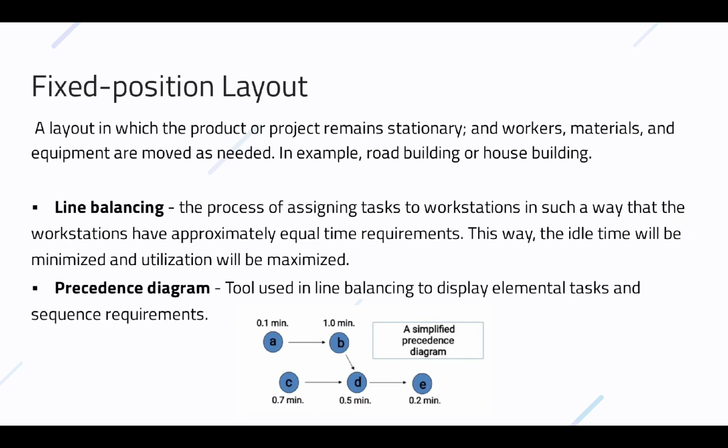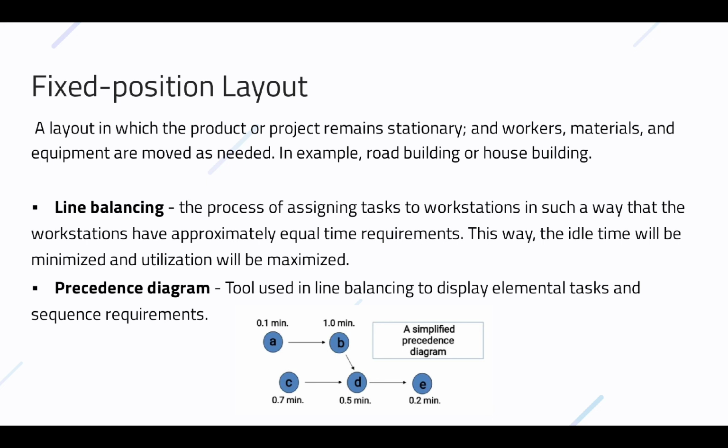Fixed position layout, a layout in which the product or project remains stationary and workers, materials, and equipment are moved as needed. For example, road building or house building. Line balancing. It is the process of assigning tasks to workstations in such a way that the workstations have approximately equal time requirements. This way, the idle time will be minimized and utilization will be maximized.